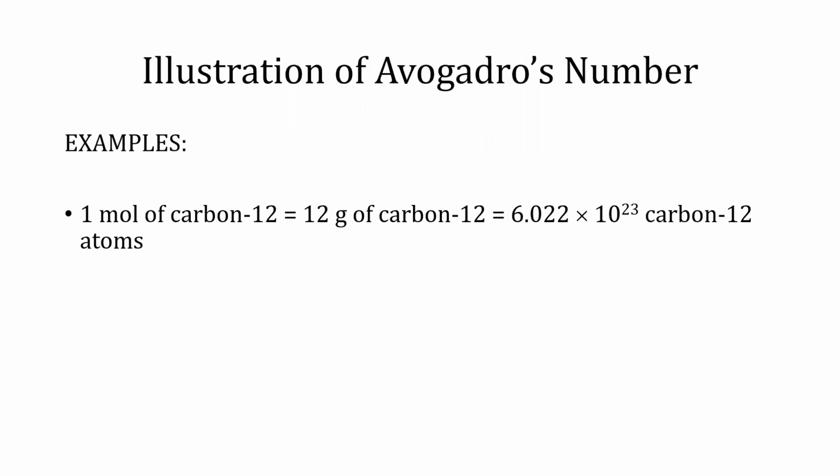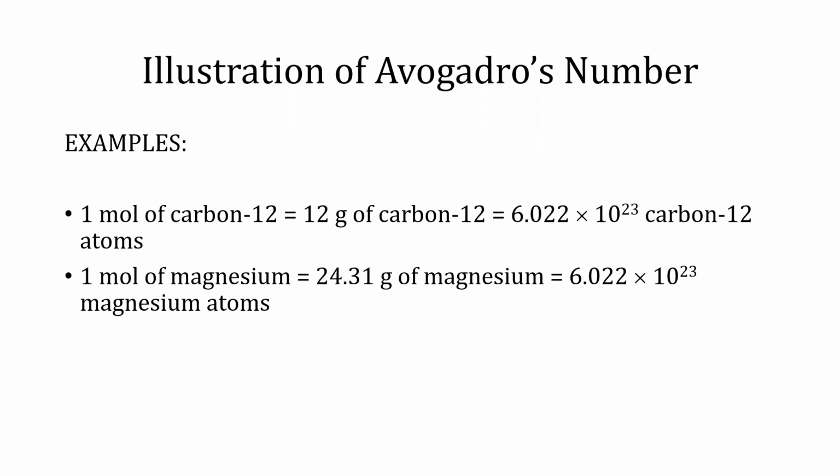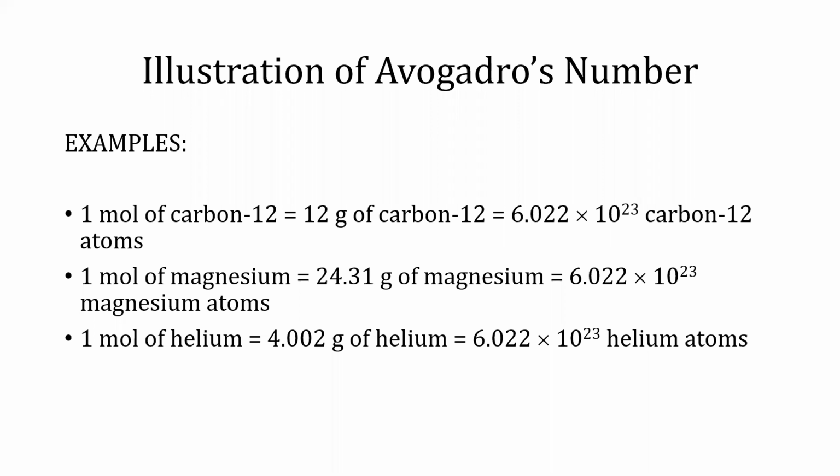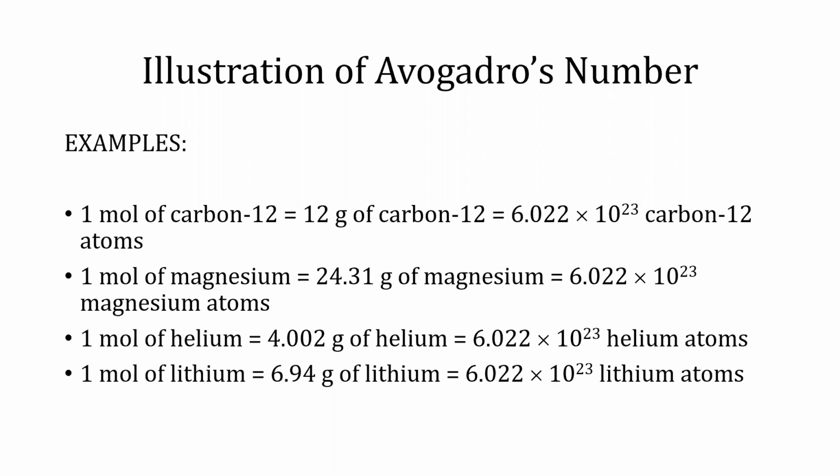Examples include 1 mole of carbon-12 equals 12 g of carbon-12 equals 6.022 times 10 to the 23 carbon-12 atoms. 1 mole of magnesium equals 24.31 g of magnesium equals 6.022 times 10 to the 23 magnesium atoms. 1 mole of helium equals 4.002 g of helium equals 6.022 times 10 to the 23 helium atoms. And 1 mole of lithium equals 6.94 g of lithium equals 6.022 times 10 to the 23 lithium atoms.